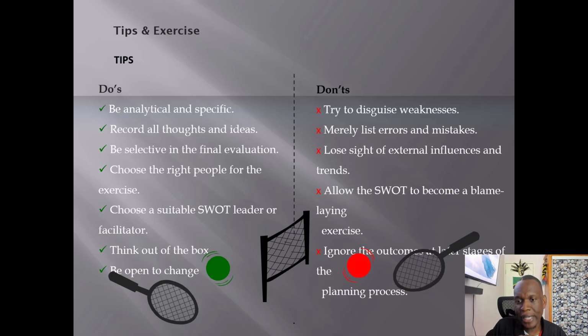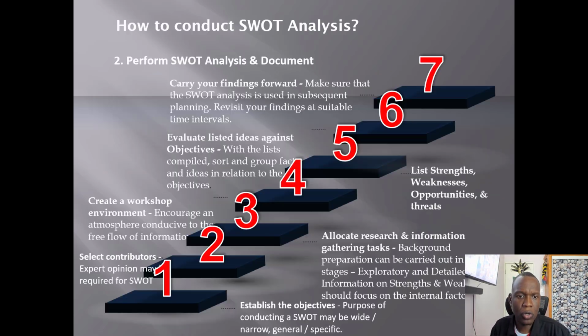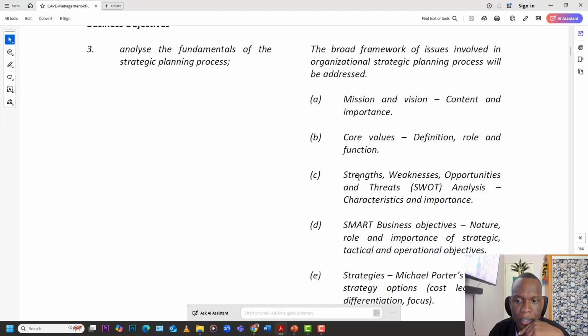Do not lose sight of external influences and trends. Don't allow the SWOT to become a blame game exercise. Don't ignore the outcome at a later stage of the planning process. So those are the do's and don'ts of the SWOT analysis. But that's it for now. That's the SWOT analysis in a nutshell. So we have covered that objective from the syllabus. So we covered the SWOT.